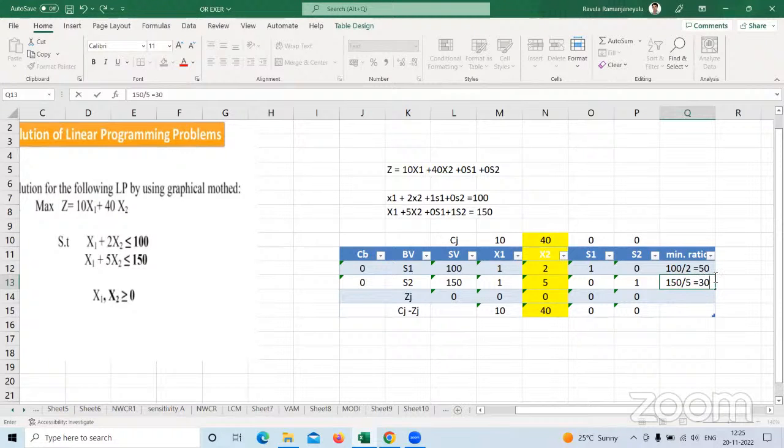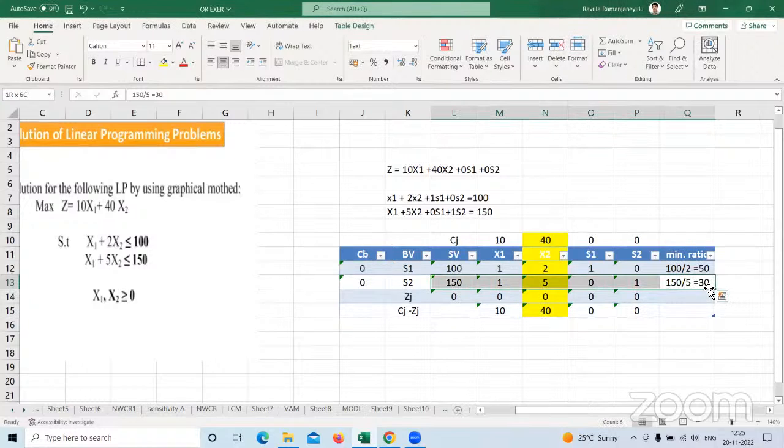Among these two, the minimum ratio is considered. Which one is the minimum? One is 50, another is 30, so 30 is the minimum. This row is considered as the key row, right? So column-wise the maximum positive, row-wise the minimum, and the intersecting point is considered as the key element. This is the key element. So 5 is the key element.